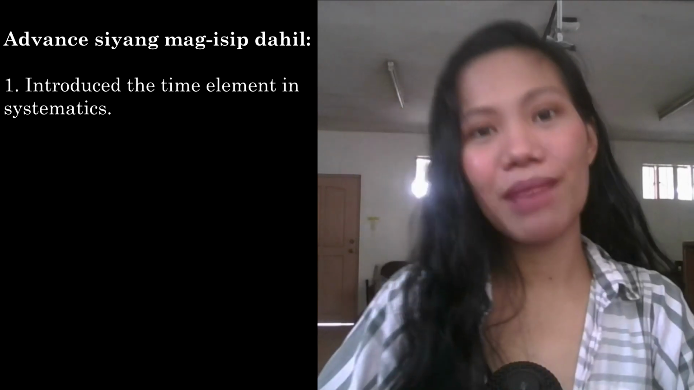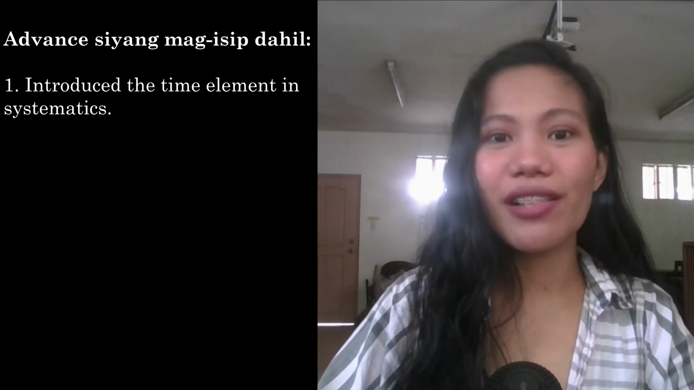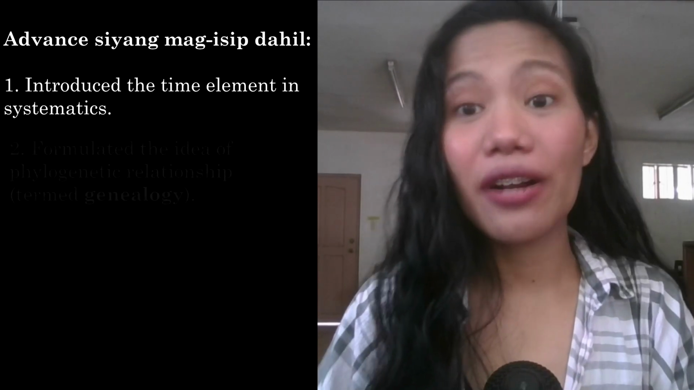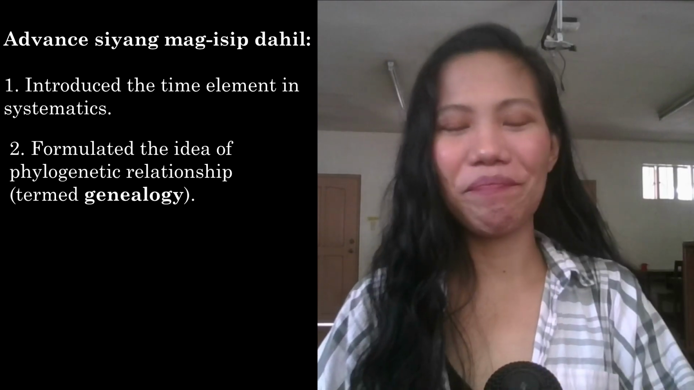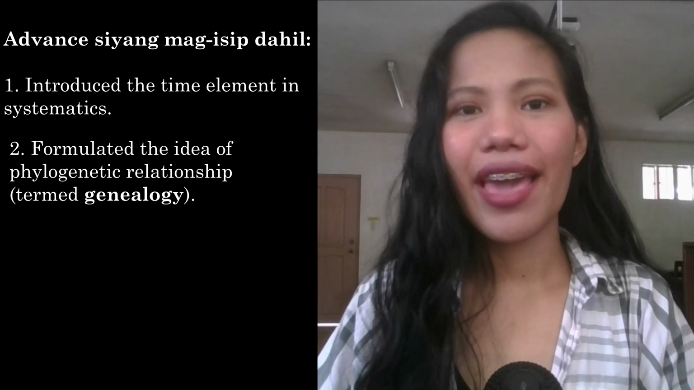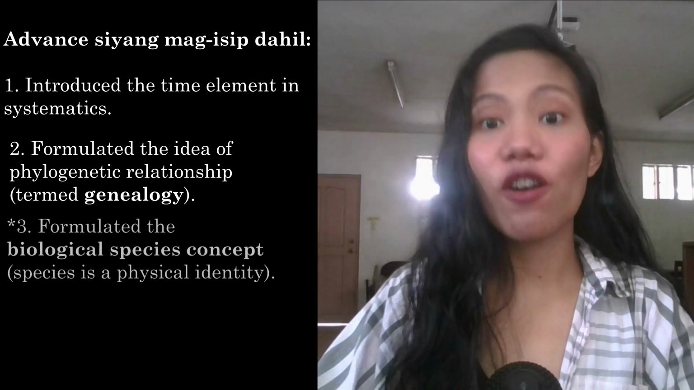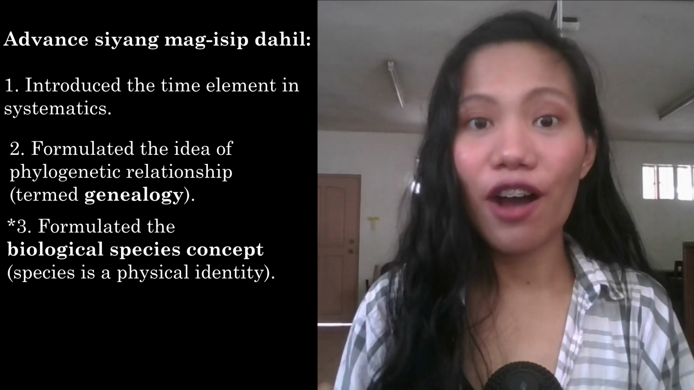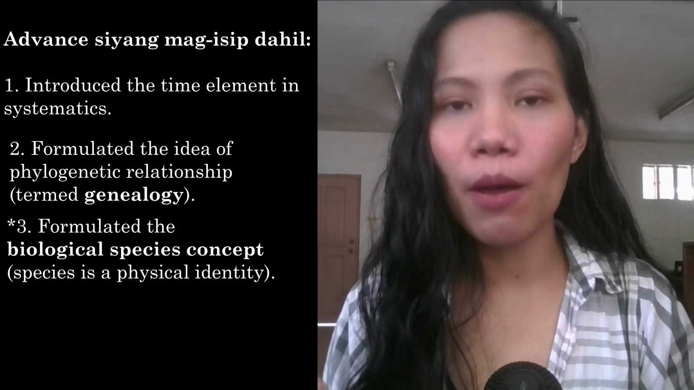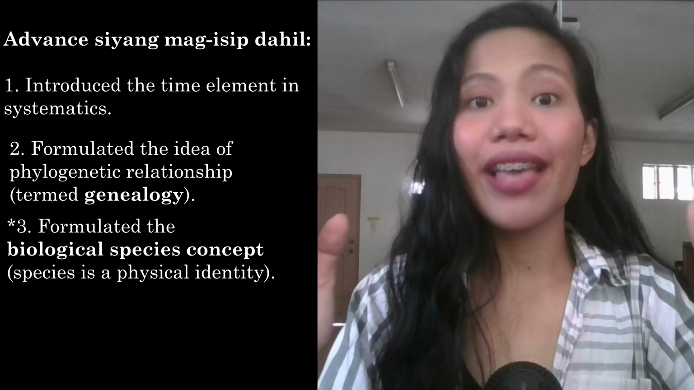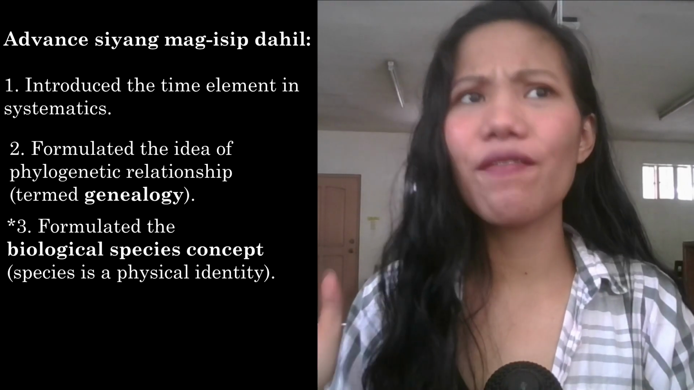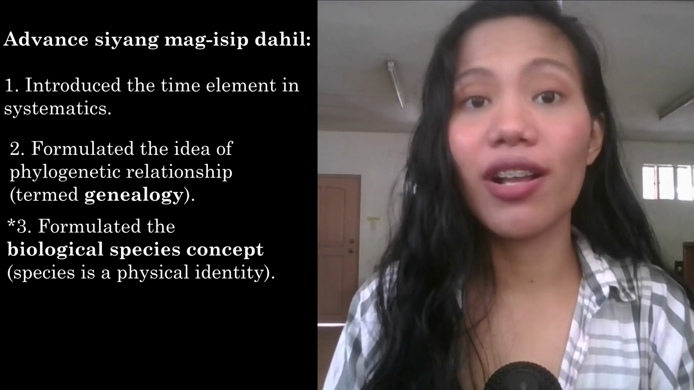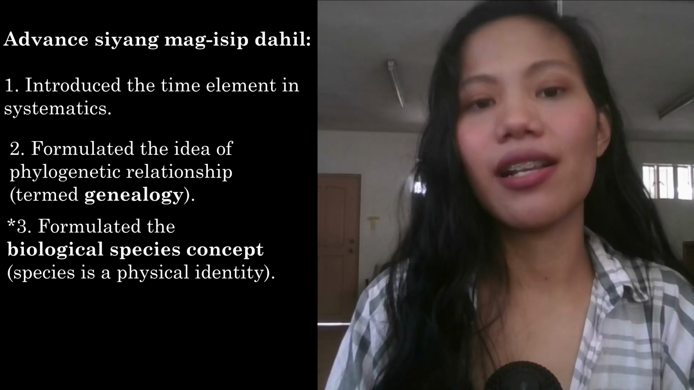So, Buffon was considered advanced in his time because first, he introduces this time element nga in systematics. Okay? He formulates the idea of phylogenetic relationship and he termed it genealogy at that time. Okay? And fourth is he formulates the biological species concept. That species is actually a physical identity. Even with this vague notion pa of population. Diba? Because this concept of population is that the same species can procreate. Okay? Yun yung population. So he had a vague notion of that, but he formulated the biological species concept. That species is a physical identity.